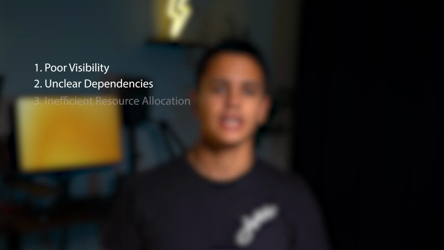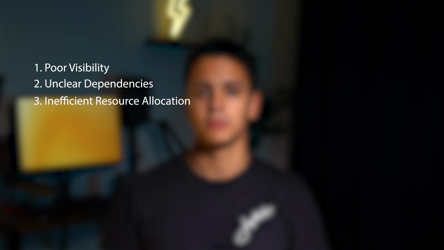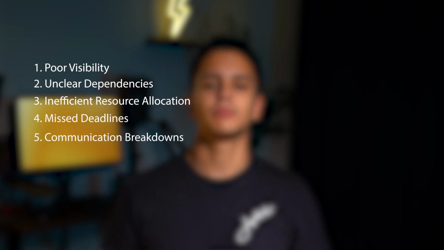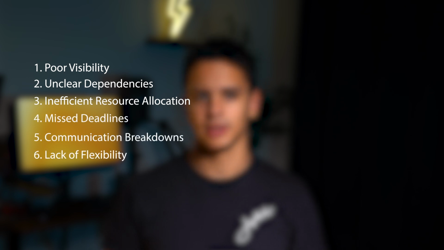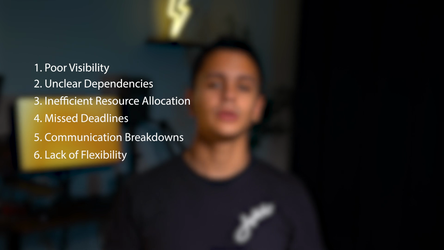To sum it up, Gantt charts solve 6 major problems in project management: poor visibility, unclear dependencies, inefficient resource allocation, missed deadlines, communication breakdowns, and lack of flexibility. When you use a Gantt chart with a tool like Team Gantt, you're not only solving these problems, but setting your project up for success.